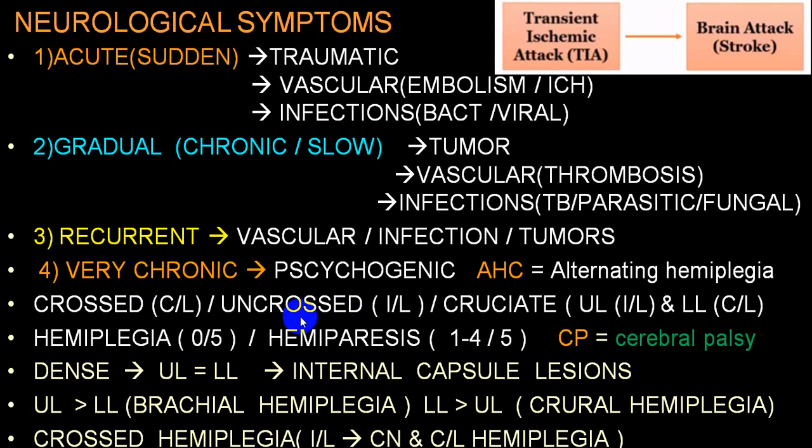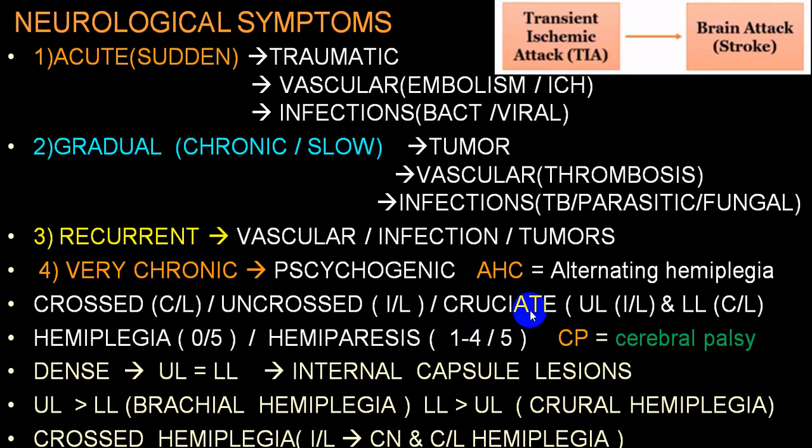Uncrossed hemiplegia means ipsilateral hemiplegia, if you get damage after crossing of the corticospinal tract, that is at the lower part of the medulla and then in the spinal cord. We usually use the word spinal hemiplegia. So in a spinal lesion it is an uncrossed hemiplegia.